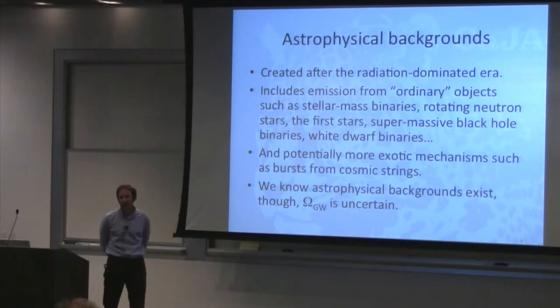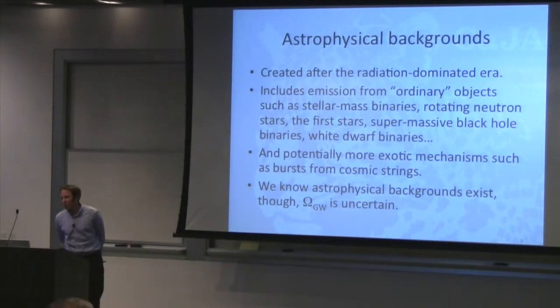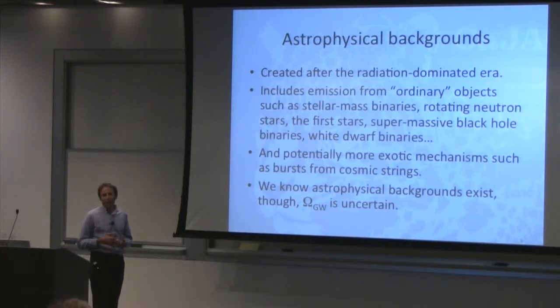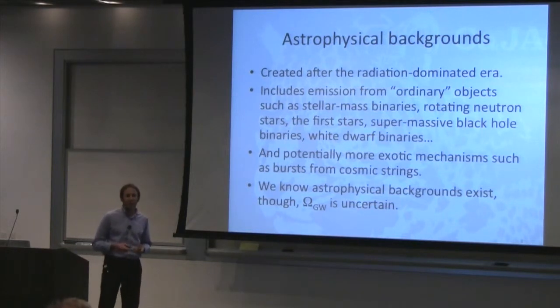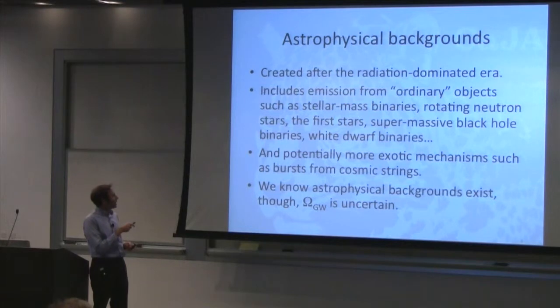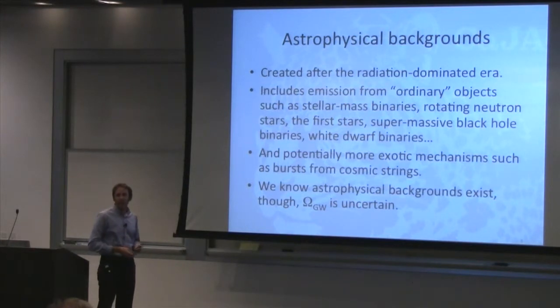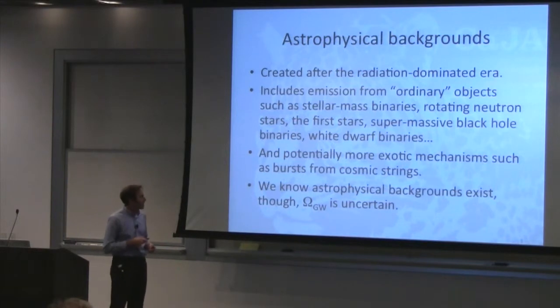All right, so I'll go on now and talk about different sources that we hope to be able to detect in the advanced LIGO era. So first, astrophysical backgrounds. My definition of astrophysical backgrounds: these are stochastic signals that are created after the radiation-dominated era and include emission from ordinary objects, binary neutron stars, binary black holes of the stellar mass variety, rotating neutron stars, the first stars, and at lower frequencies, supermassive black hole binaries and white dwarf binaries.